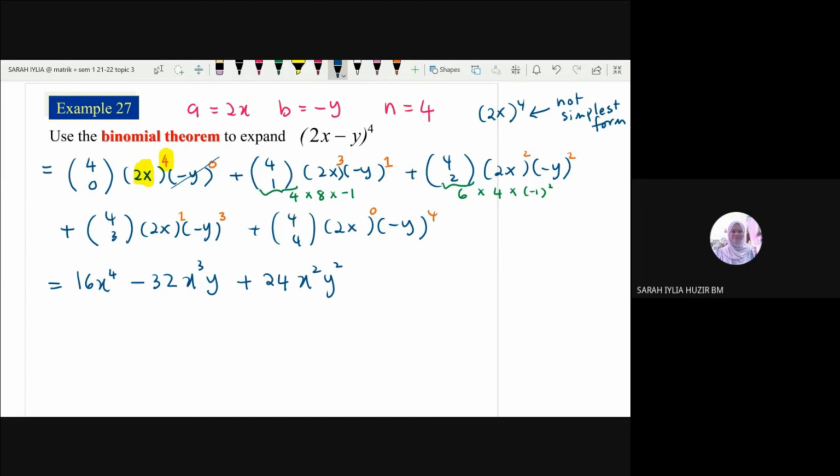Okay, next one. 4C3. 4C3 akan dapat 4. And then 2 to the power of 1, so 2. After that, we have negative 1 cube. So, dia negatif lah kat situ. Kita akan dapat negative 8x y cube. Okay, last one. 4C4, 1. 2 power 0, 1. Negative 1 to the power of 4, also 1. So, dia akan jadi plus y to the power of 4. Siaplah kita punya expansion.